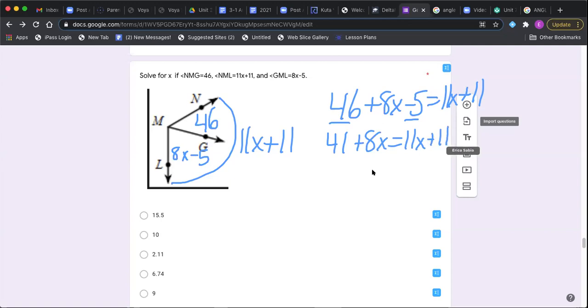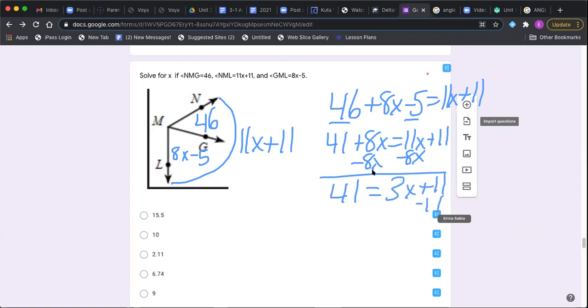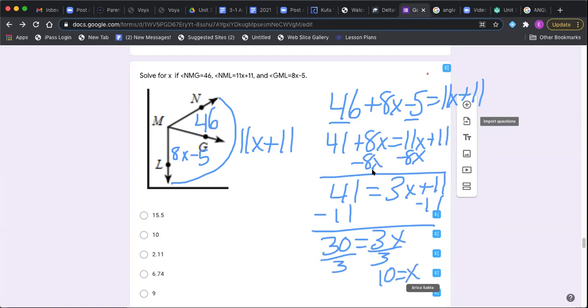Now, I also notice that I have x's on both sides. I'm going to get them together. So I'll minus 8x, minus 8x. So that's 3x plus 11. And now it's a much simpler equation. We'll just minus the 11. So I get 30 equals 3x, divide by 3. Hey, this ain't so bad. Look at that. I got 10.